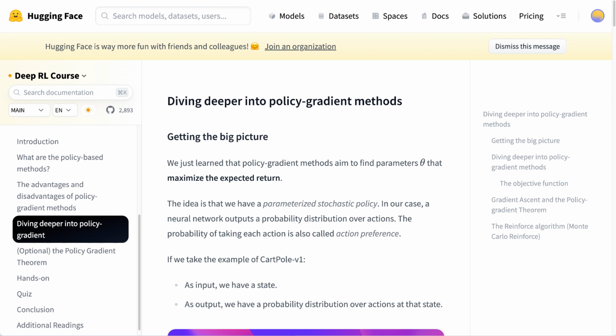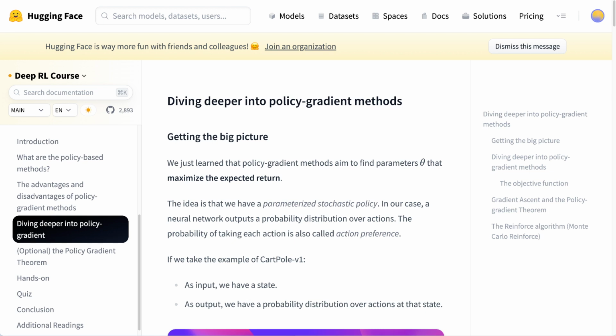We just learned that policy gradient methods aim to find parameters theta that maximize the expected return. The idea is that we have a parameterized stochastic policy. In our case, a neural network outputs a probability distribution over actions. The probability of taking each action is also called action preference.